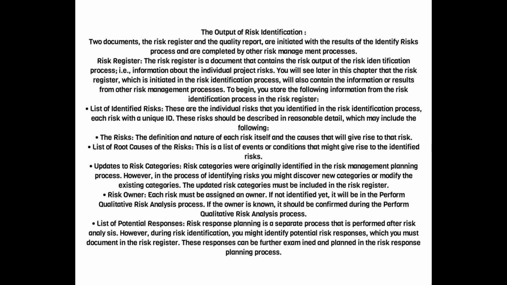Risk owner. Each risk must be assigned an owner. If not identified yet, it will be in the perform qualitative risk analysis process. If the owner is known, it should be confirmed during the perform qualitative risk analysis process. List of potential responses. Risk response planning is a separate process that is performed after risk analysis. However, during risk identification, you might identify potential risk responses, which you must document in the risk register. These responses can be further examined and planned in the risk response planning process.